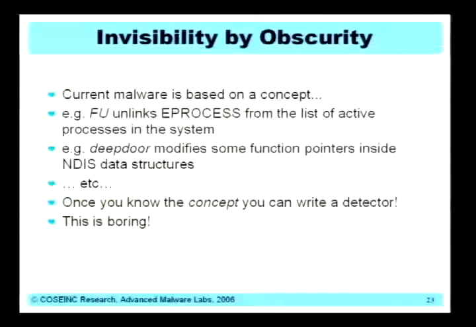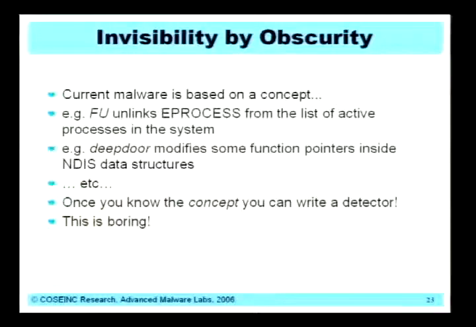So, for example, DeepDoor, the rootkit that I presented half a year ago, modified some NDIS data structures, some function pointers inside data structures, but again, it was completely undetectable over the time. But again, once we know the concept, once we know which pointers are modified, we can detect it.